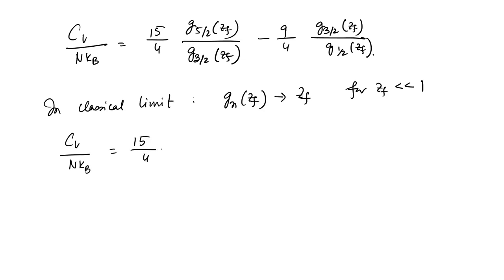It's 15 by 4 minus 9 by 4, which is equal to 3 by 2. Okay, so that's 3 by 2 R for these particles, which only have one quadratic degree of freedom, that is the kinetic energy. So they are not interacting. All right, and let me show you the dependency here.